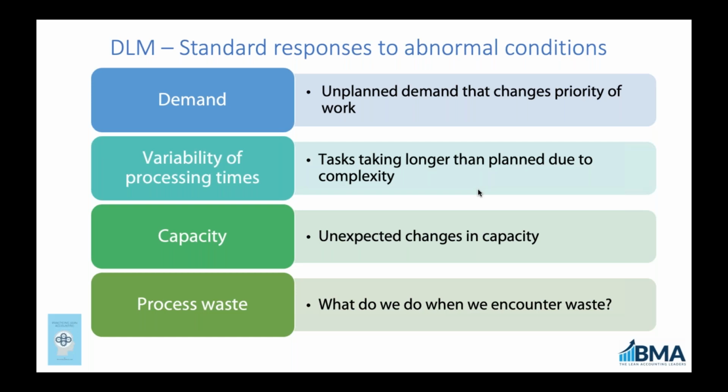Okay. So, what can create abnormalities? Number one is unplanned demand. Okay. Work comes, something happens and this has to get done before this, and it wasn't planned. So how do we change that priority of demand? How do we adjust? The variability of processing times. For example, in accounting, not every invoice is created equally. Some are more complex than others. So you may open an invoice and, oh, this is a complex invoice, it's going to take longer. So how do we deal with that?